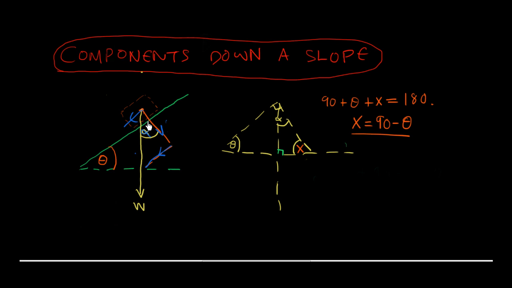Hello, welcome to the second video on the components down a slope. In the last video we were talking about how this angle theta here is the same as alpha, and also the meaning of the components of this weight: the component that goes down the slope and how it's the same as this side here, and the component that goes into the slope and how it's the same as this one here, although that's not so relevant.